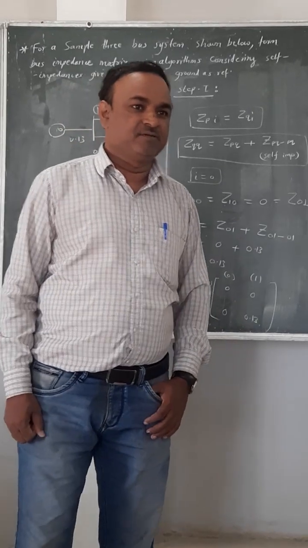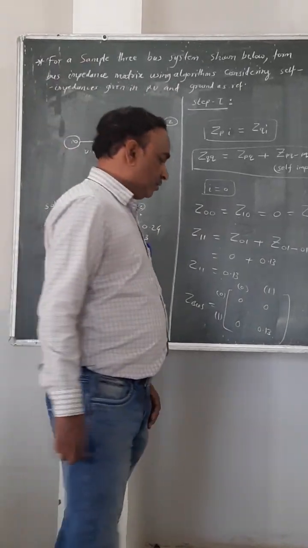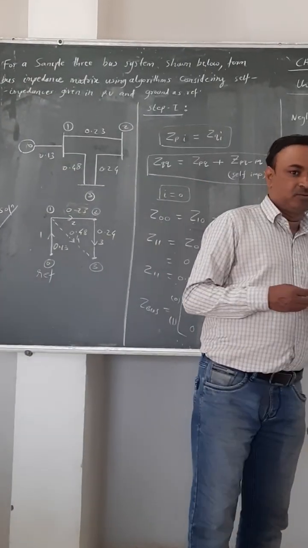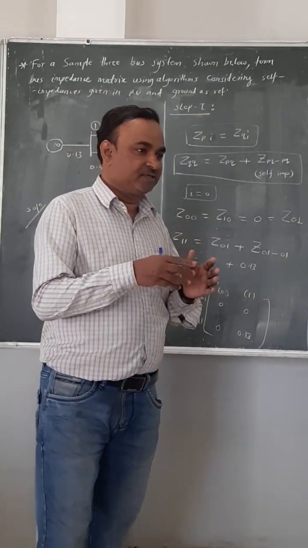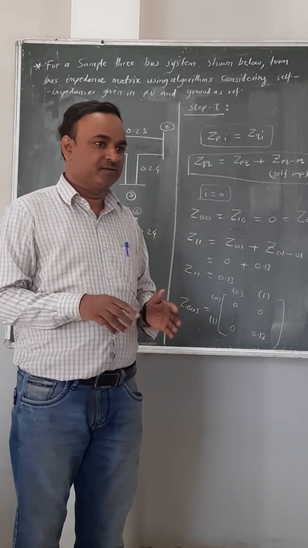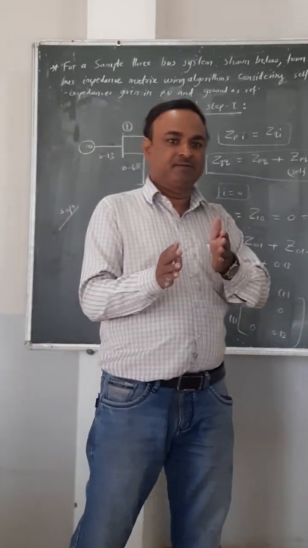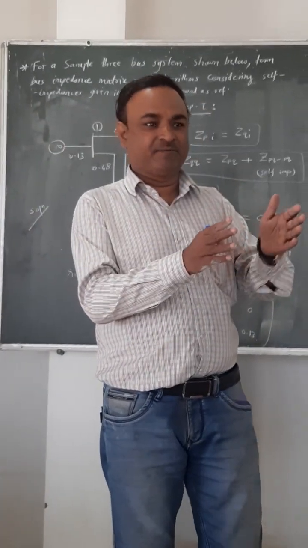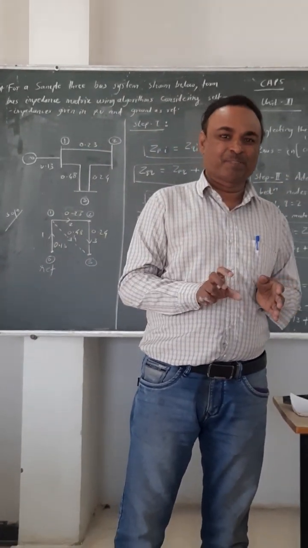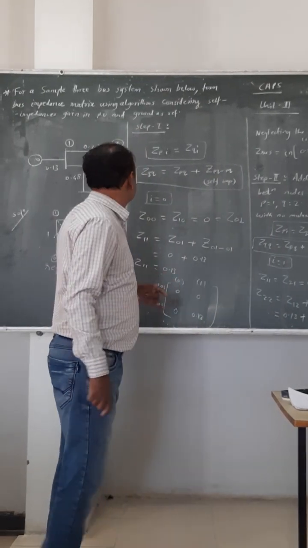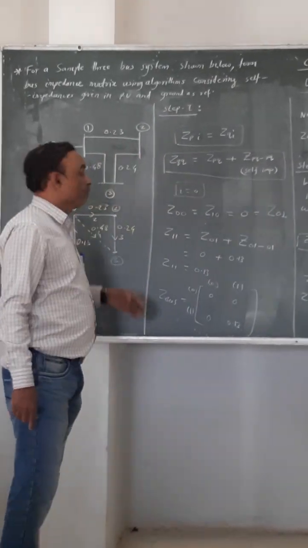Today we will start unit number 2. This unit is related to developing algorithms. It means that if there is a power system network, we will add branches and elements one by one, and finally we will get the final Z-bus matrix.